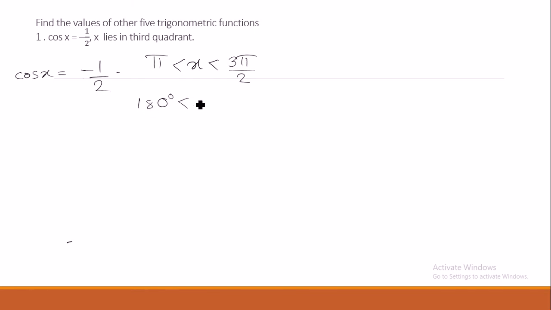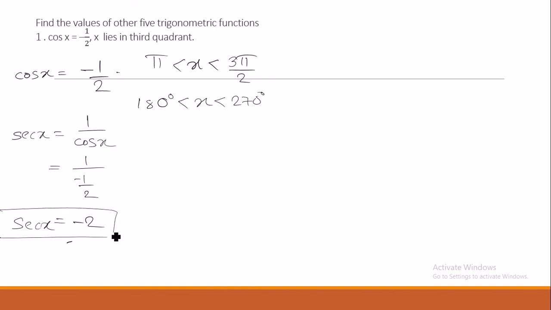270 degree. So from cos we can find the value of sec x, which is 1 by cos x. So 1 by minus 1 by 2 is nothing but minus 2. So sec x is minus 2.